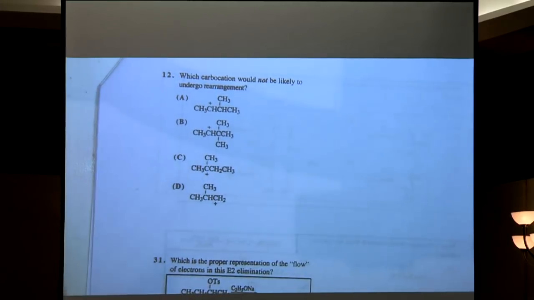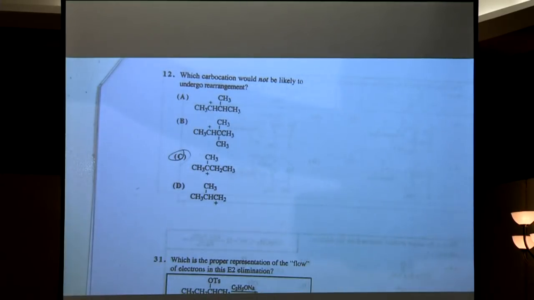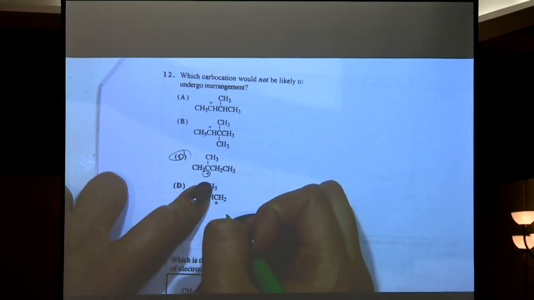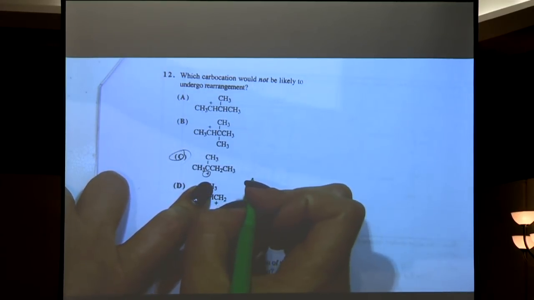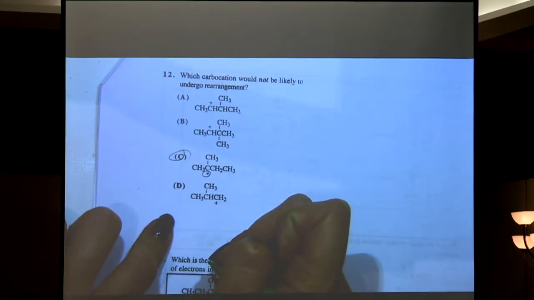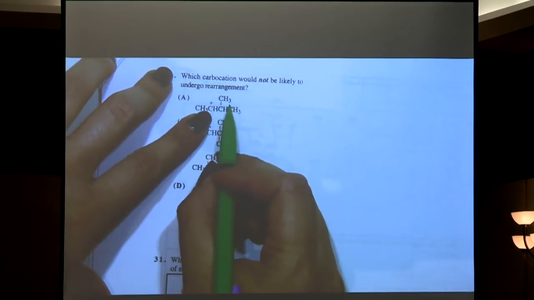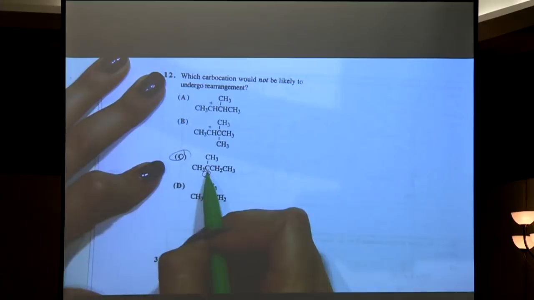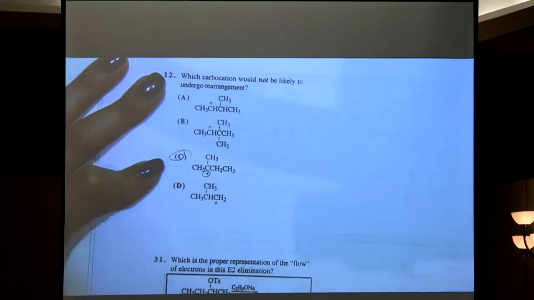All right, so which carbocation would not be likely to undergo rearrangement? Just by looking at it, I would go with C, just because it's already tertiary. Does that make sense? Any questions? Yeah, so we already have a carbocation on a tertiary carbon, so there's really no need for us to do rearrangement. On A, for example, it's on a secondary, and we have this methyl right here, so we could do a 1,2 hydride shift, and we can put it over here instead. But this one you really don't need it because it's already tertiary. Any other questions?